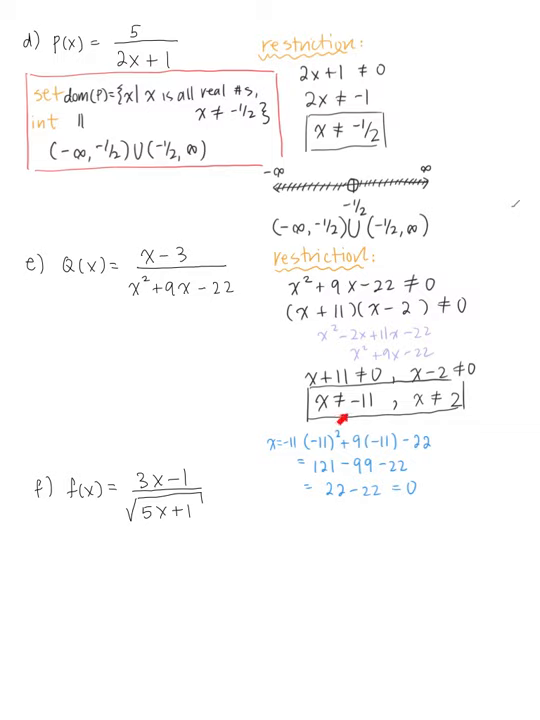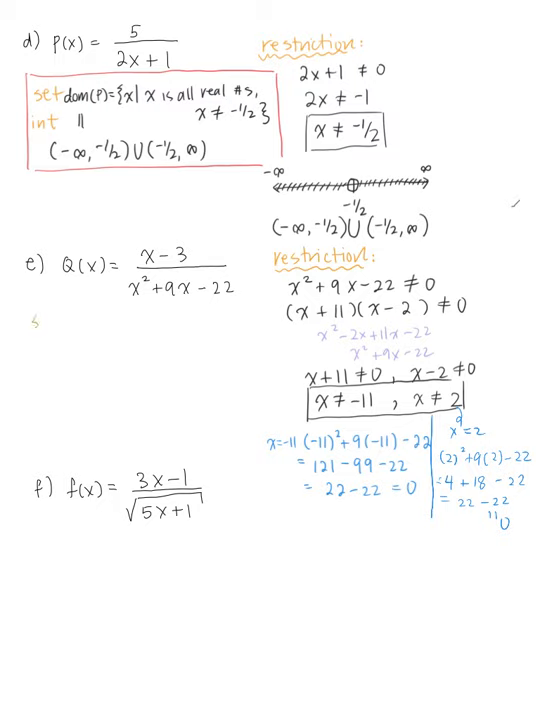Now, same thing's going to happen if you plugged in 2 in place of x. So let's just check. When x is 2, you're going to have 2 squared plus 9 times 2 minus the 22, which is the same thing as 4 plus 18 minus the 22, which is the same thing as 22 minus the 22, which is going to give us a 0. So our answer is correct. Now let's write down our answer.